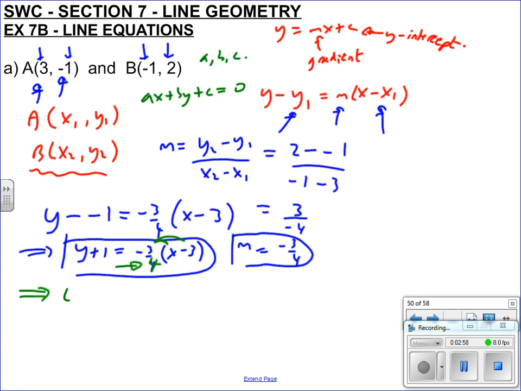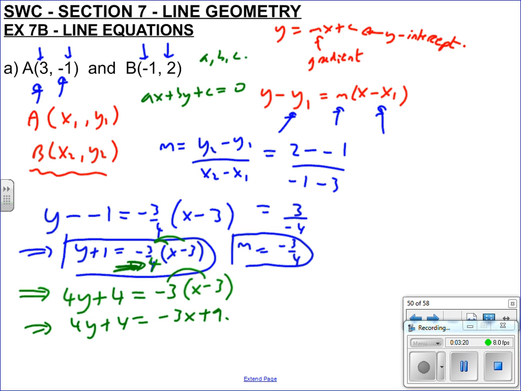So if I multiply the left by 4, that's 4y plus 4 equals this, the 4 cancels, doesn't it? So minus 3 over 4 times 4 is just minus 3. And then you're left with your x take 3 in brackets. So if you multiply out the brackets now, so minus 3x, and don't forget minus 3 times minus 3 is plus 9. Then look, it's already in integer form.